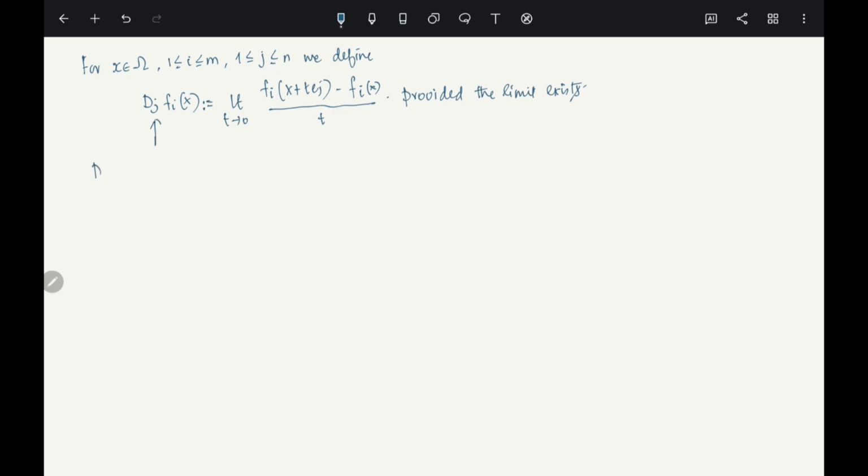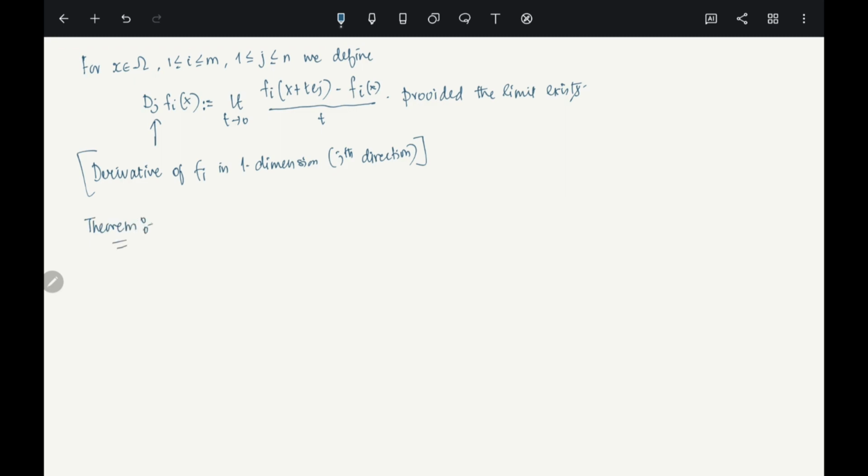Think of this like a derivative: it is just the first order derivative in a particular direction, in a one dimensional case. So think of it as the derivative of f_i in one dimension, in particular the jth direction. This is the idea, and that is your partial derivative, and we write it like this. Clear? Once that is there, we have this theorem. I hope the idea is clear.